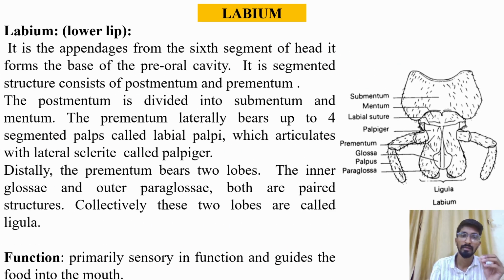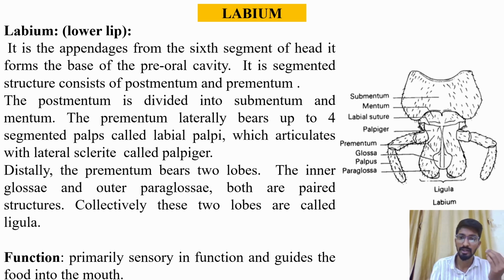Coming to the labium, it is called the lower lip. It arises from the sixth segment of the head region, and it is the base of the preoral cavity. It is a segmented structure consisting of two primary segments, the postmentum and prementum. The postmentum is divided into submentum and mentum, where the prementum laterally bears up to four segmented palpi called labial palpi, which articulate with a lateral sclerite called palpiger.